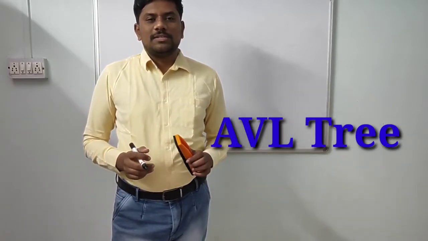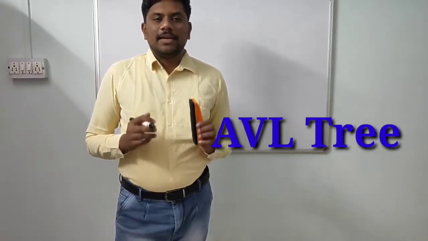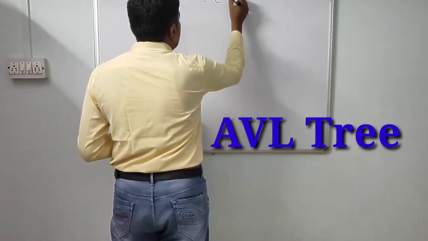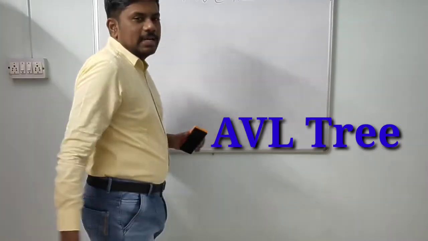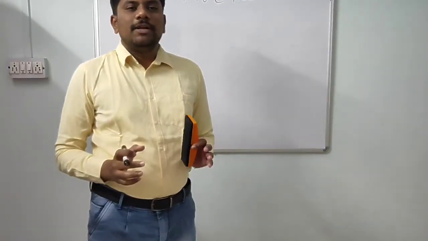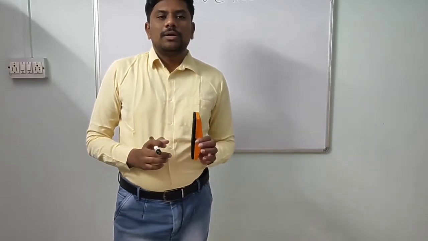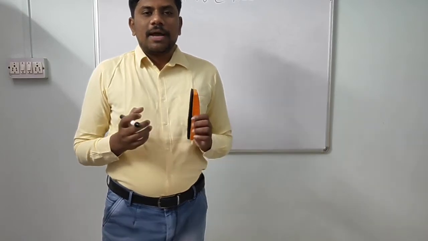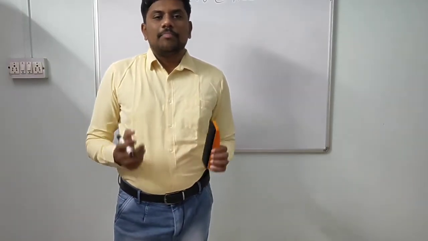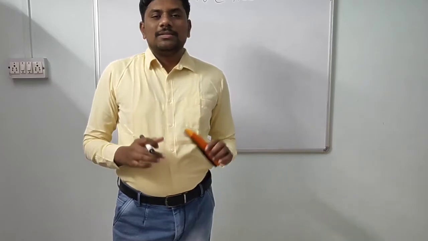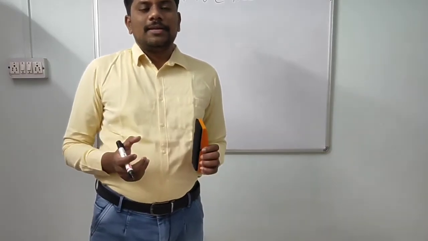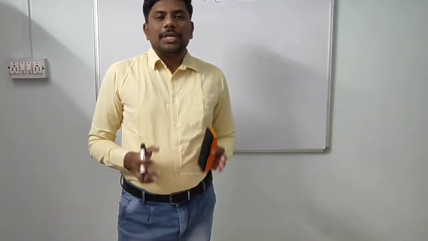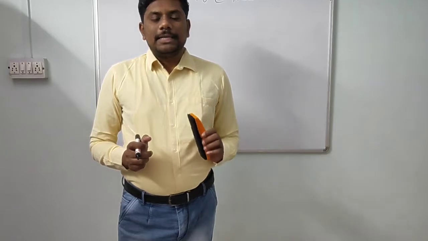Today we are going to discuss a very important tree, that is the AVL tree. So in this lecture we are going to see the AVL tree in data structure. We have covered different types of trees such as binary tree, skewed tree, binary search tree, complete binary tree, extended binary tree, and strictly binary tree. In the same way there is the AVL tree. This is a very important tree in data structure.